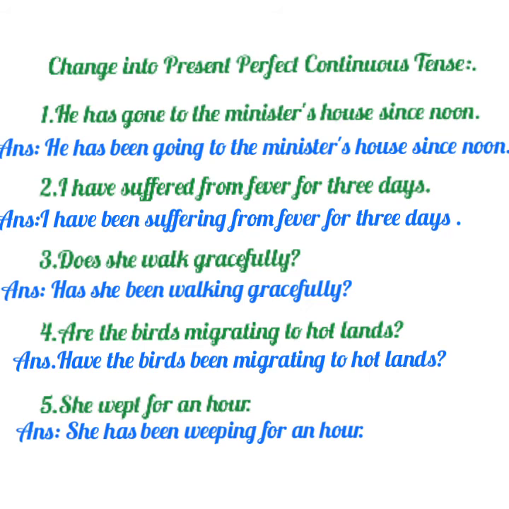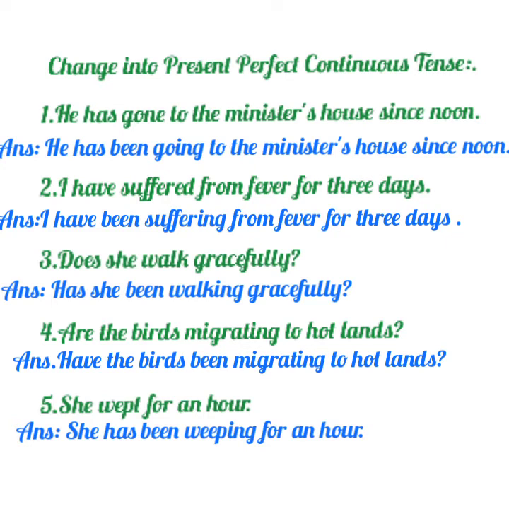The next exercise is we have to change different kinds of tense into present perfect continuous tense. Let us stick to the formula of present perfect continuous tense, that is has or have been plus ing form of the verb. Number 1, he has gone to the minister's house since noon.